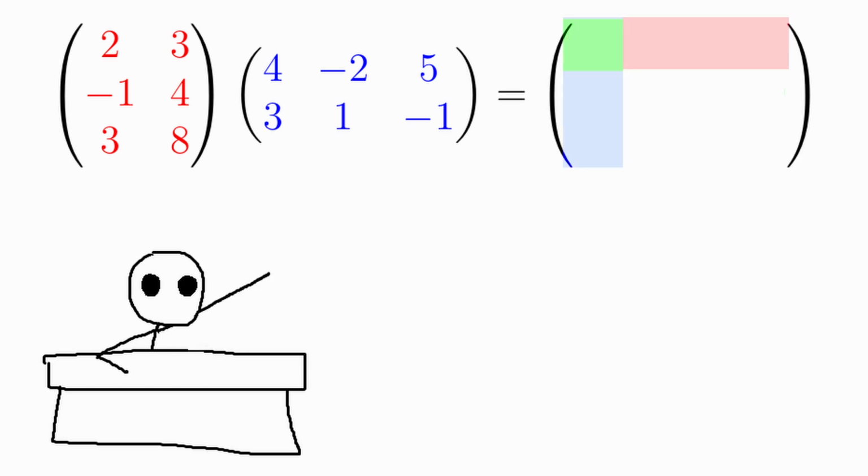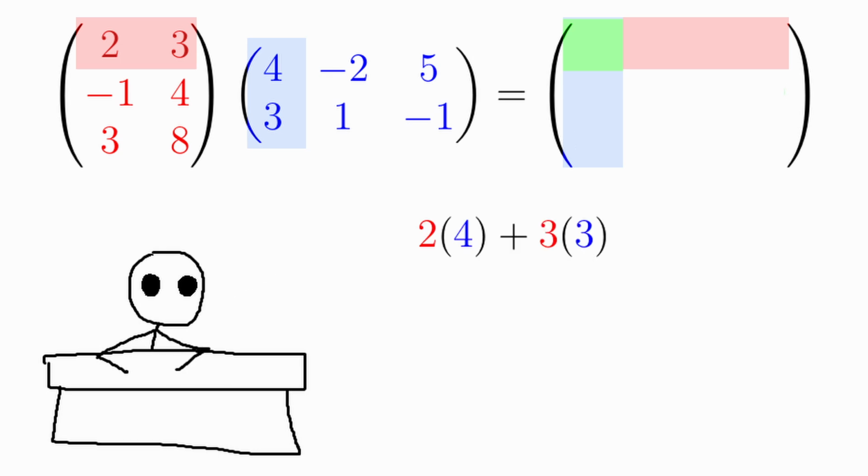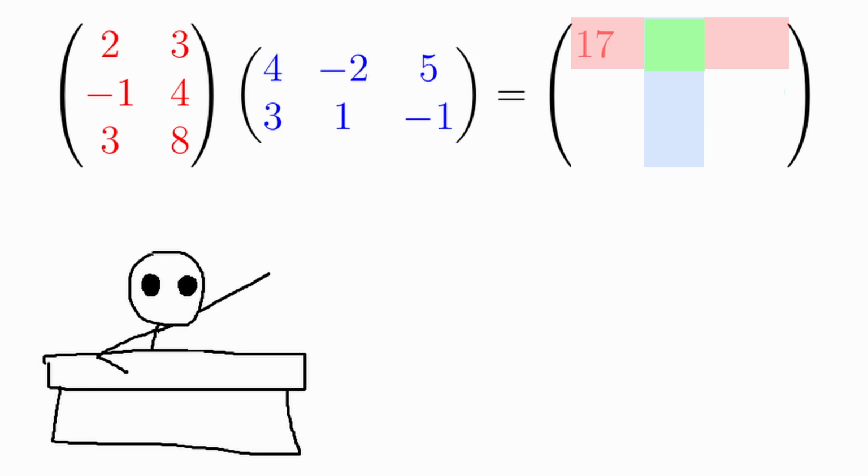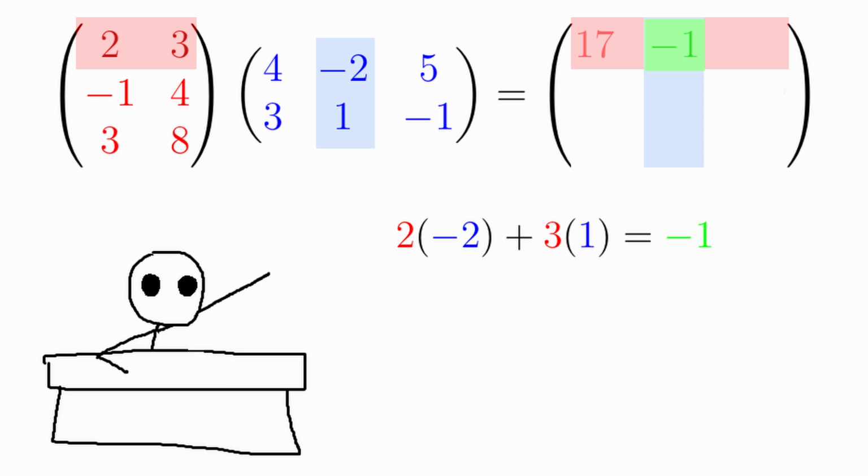Let's find element 1, 1 of the resulting matrix by multiplying row 1 of the first matrix by column 1 of the second matrix. Multiplying a row by a column is just like taking a vector dot product. So we multiply element by element and then sum all the products. In this case, 2 times 4 plus 3 times 3 is 17. Now let's solve for row 1, column 2, which can be found by multiplying row 1 of the first matrix by column 2 of the second matrix. In this case, we have 2 times negative 2 plus 3 times 1, which equals negative 1.